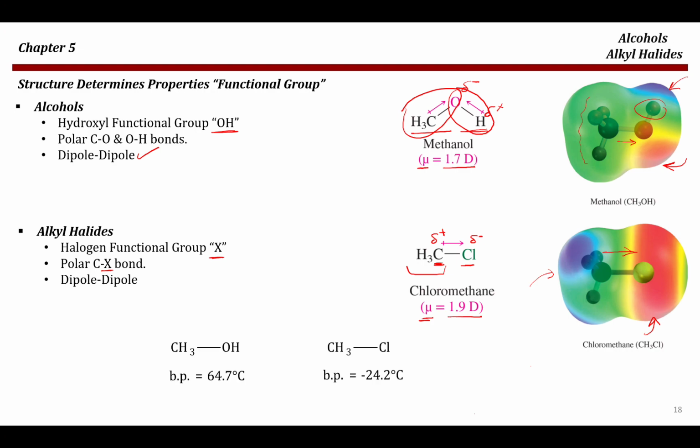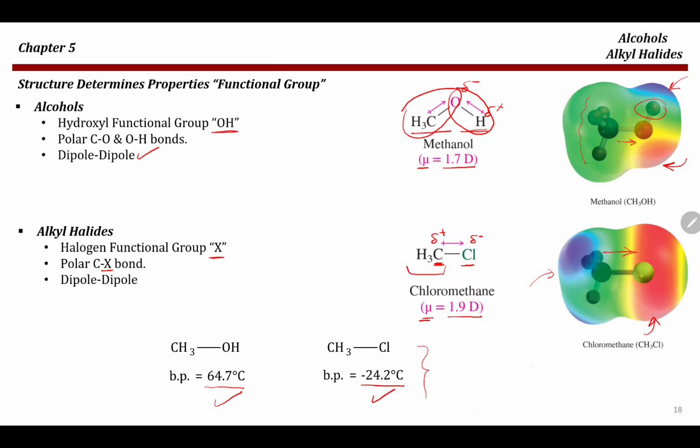Now, surprisingly, if you look at the boiling points of alcohols and chloromethane, you can see that alcohols have a very high boiling point compared to chloromethane. So although chloromethane is more polar than methanol, it has a very low boiling point compared to that of methanol. So why is that?